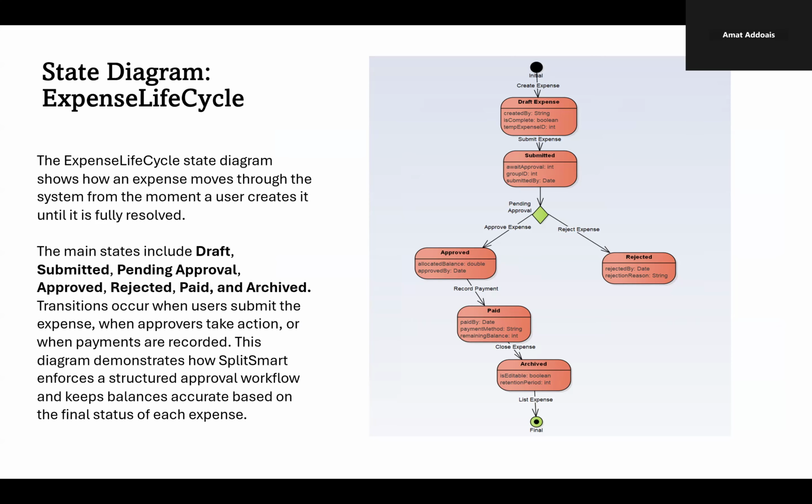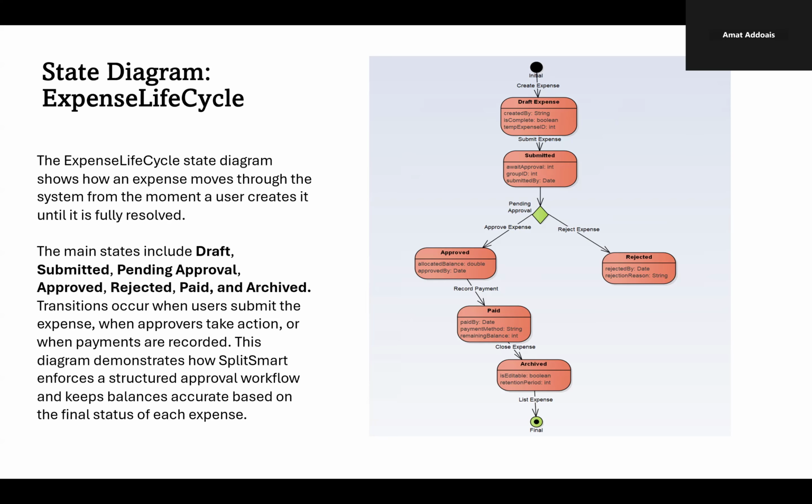When they hit submit, the expense moves into the submitted state. And if the group requires approvals, it then transitions into pending approval, where an approver reviews the information. And then if the approver accepts it, the expense becomes approved and is ready for payment. If they reject, the expense moves to rejected, and the creator can revise it if needed. Once all the payments tied to that expense are completed, it transitions into the paid state.